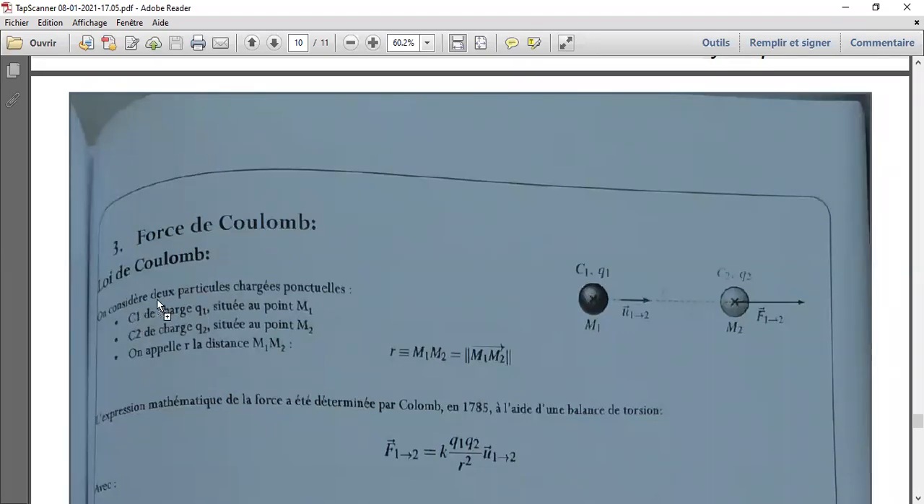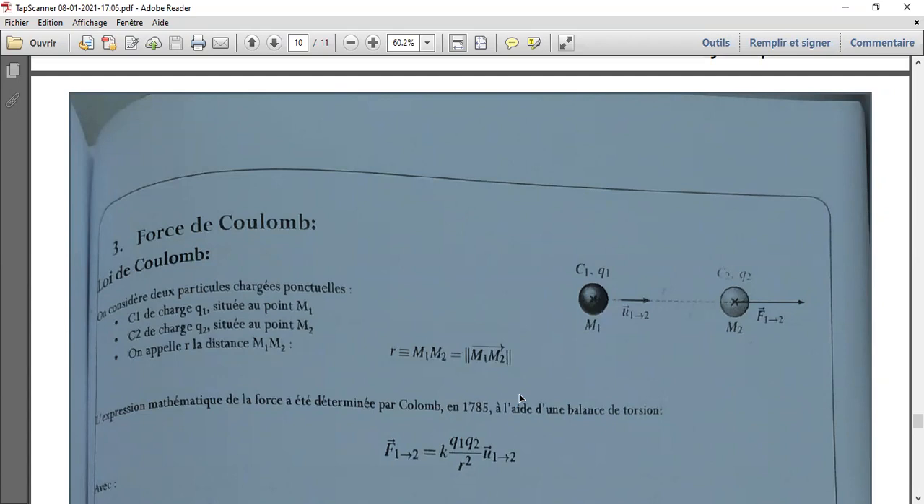You have two particles charged Q1 and Q2, and on pose R, la distance M1M2. R is the distance between M1 and M2. So you have two charged particles, Q1 and Q2. The distance between them, R, is equal to M1M2, which is the modulus of the vector M1M2. This is the distance which separates the two charged particles.